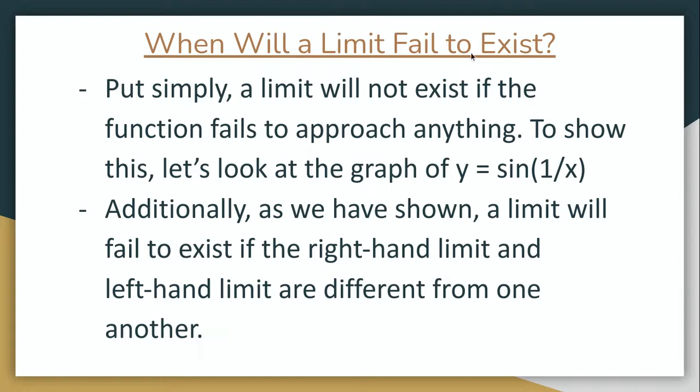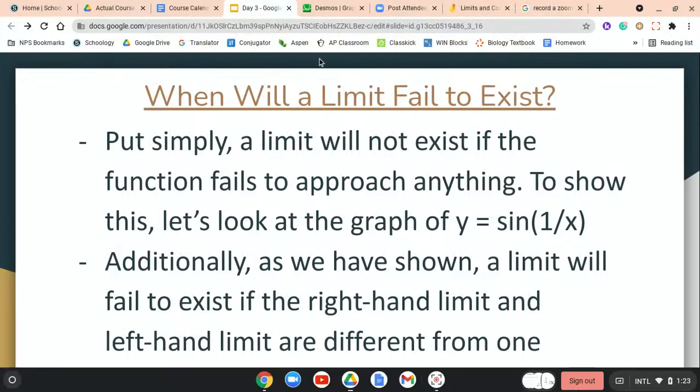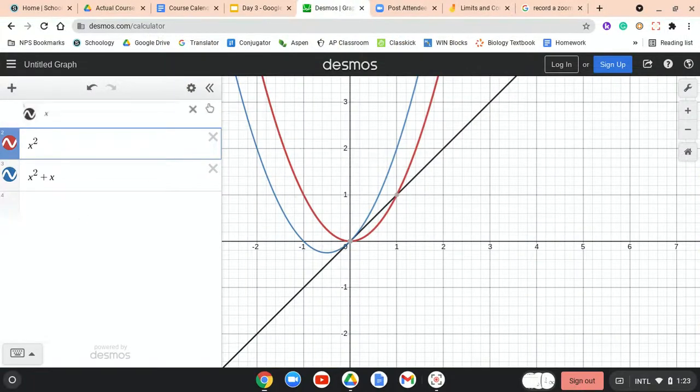So when will a limit fail to exist? We just outlined one case where the limit will fail to exist. The two-sided limit will fail to exist if the right-hand limit and the left-hand limit are different from one another, but it will also fail to exist if the graph isn't approaching anything.